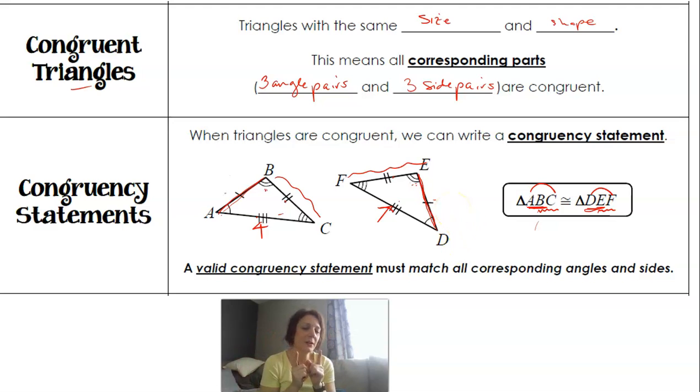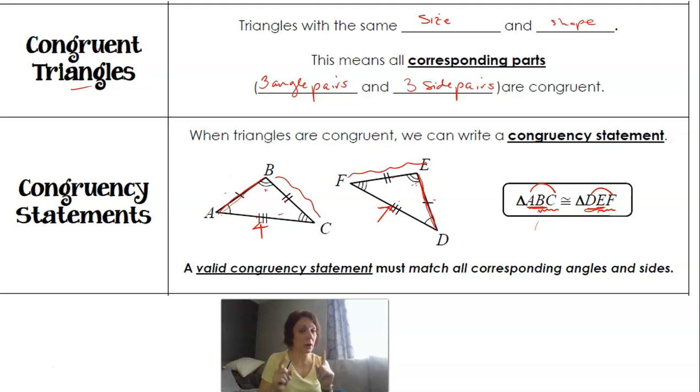Okay, so this is one of many ways to write a congruency statement for these 2 triangles, because it doesn't matter the order in which you write the letters, as long as when you write the letters for the other triangle, they line up. All the corresponding parts line up. So the 2 smallest angles are in the same position in the name. The 2 largest angles are in the same position in the name, and so on and so forth. It doesn't have to be any particular order. You don't have to go small to big or anything like that.